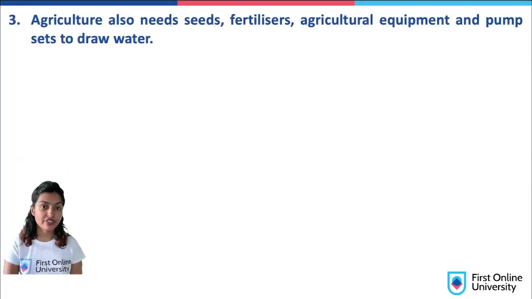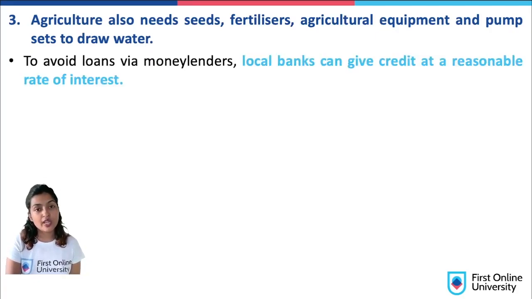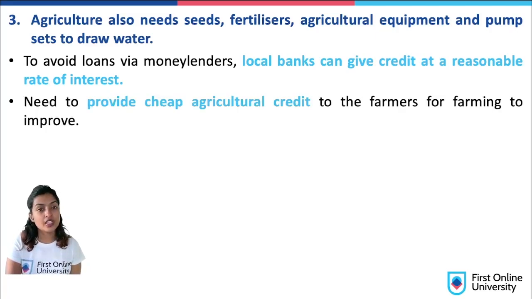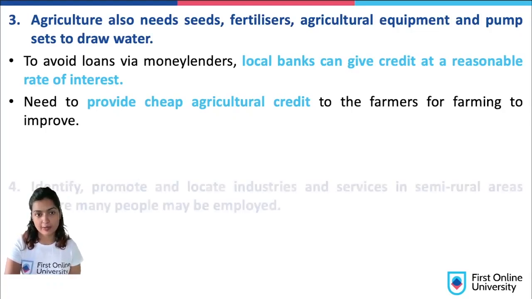Agriculture also needs different inputs such as seeds, fertilizers, agricultural equipment, and pump sets in order to draw water. To avoid loans via money lenders, local banks can give credit at a reasonable rate of interest. We need to provide cheap agricultural credit to farmers for farming to improve, right? Because when you depend on money lenders, you will have a higher rate of interest, and when the crops really don't perform well, the farmers will get into debt. So that is not a very good scenario in the long run. Hence there is a need for the banks or the government to provide cheap agricultural credit.